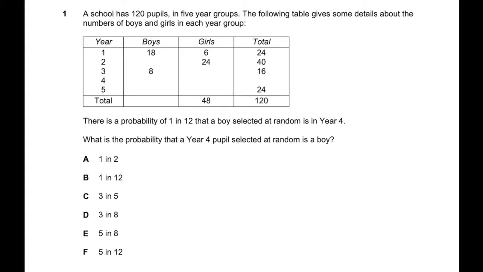In order to work out the probability that a year 4 pupil selected at random is a boy, we must also know the total number of pupils in year 4. This is accomplished by subtracting the total pupil numbers for the other year groups, all of which apart from year 4 are known. Therefore, there are 120 minus 24 minus 16 minus 40 minus 24 equals 16 pupils. Therefore, the probability that a year 4 pupil selected at random is a boy is 6, the number of boys in year 4, divided by 16, the total number of pupils in year 4, equals 3 over 8. Thus, option D is correct.